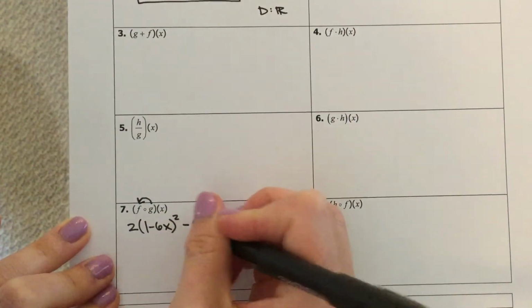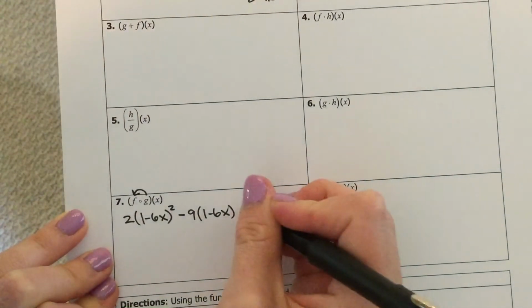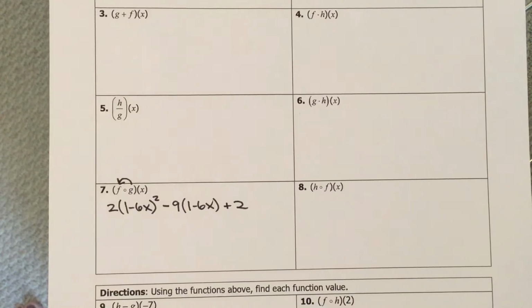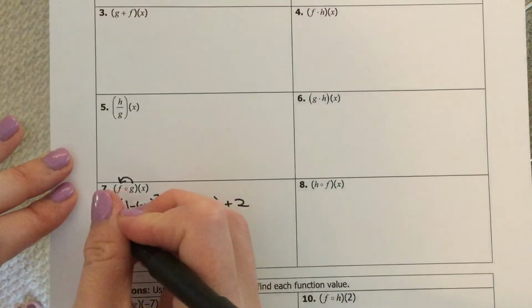Next term, minus 9x becomes minus 9 times 1 minus 6x. And then plus 2 just stays the same because there's no x. So there's nothing to change there. So it looks like that initially, and then you square, you combine like terms, you get everything as simplified as you possibly can. So order of operations says I take care of this exponent first.